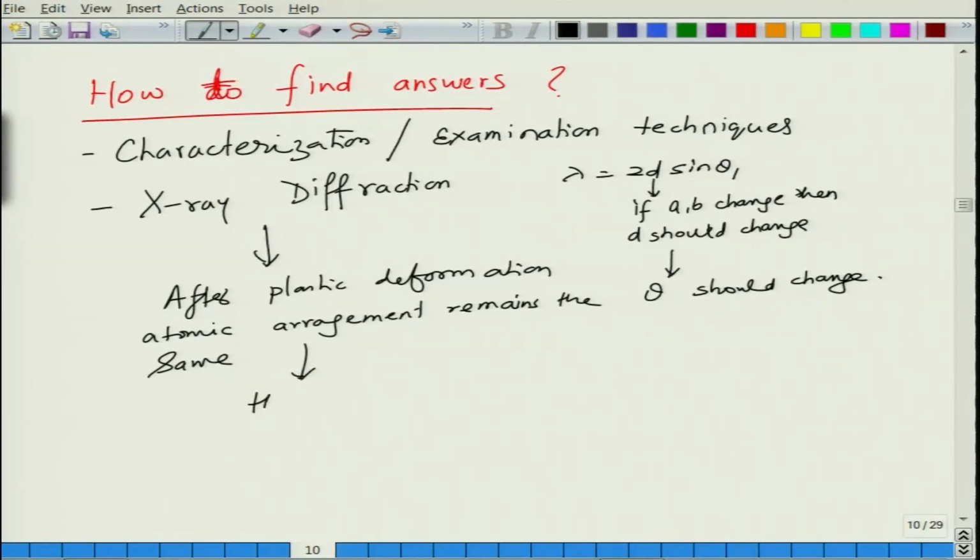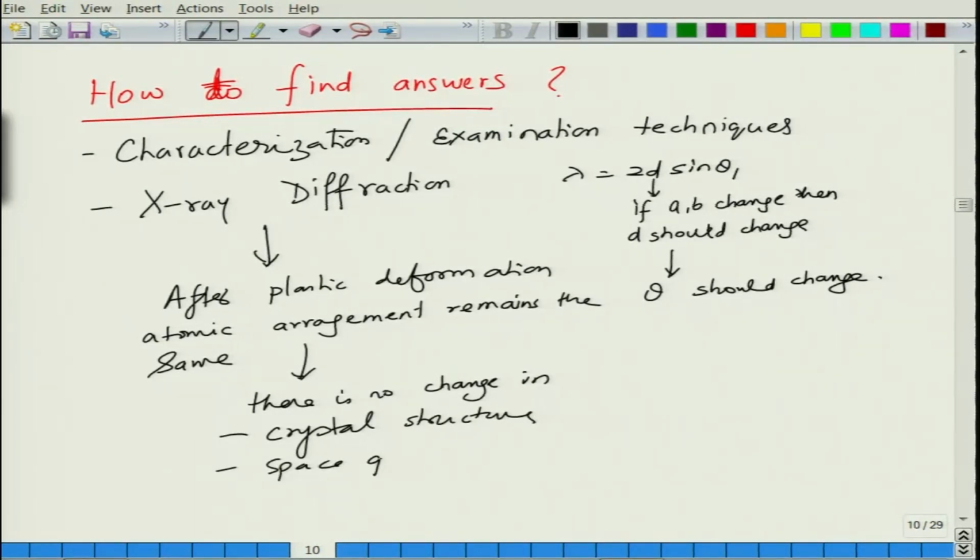There is no change in crystal structure, space group and lattice parameters. Maybe a slight change, but there is no appreciable change in the lattice parameter. So basically there is no change in the internal crystal structure, but there is a change in shape.